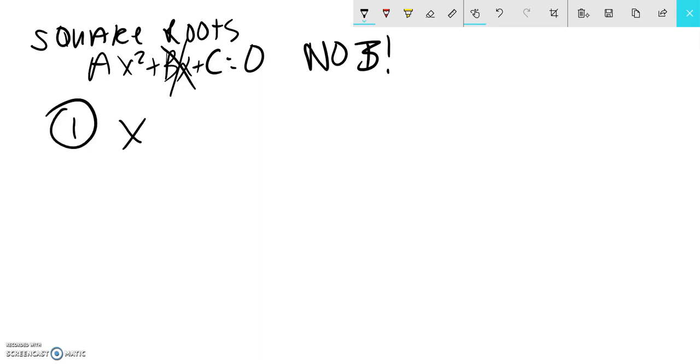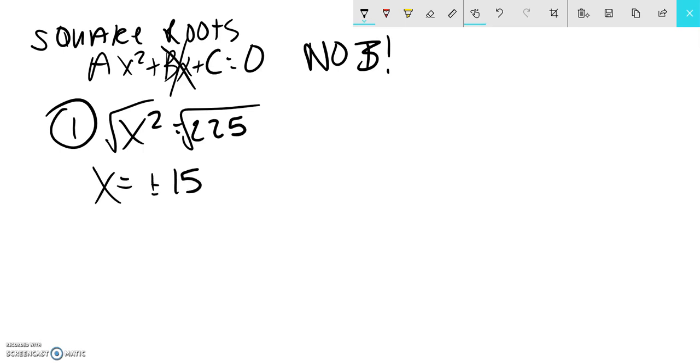If I were to give you x squared is equal to 225, all right, I'm going to take the square root of both sides. X will have to be equal to plus or minus 15. Okay, let's try another one.